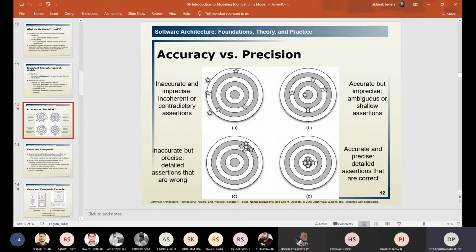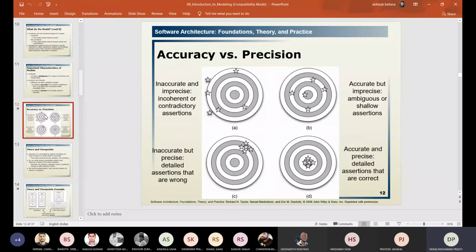These values are within the limit. In the first one, the stars are outside the range. You can check, that is outside the range. And in the second figure, that is accurate because the values are coming within the range or within a certain limit. But it is imprecise because they are not sharply exact at a particular point. So, ambiguous or shallow assertions.